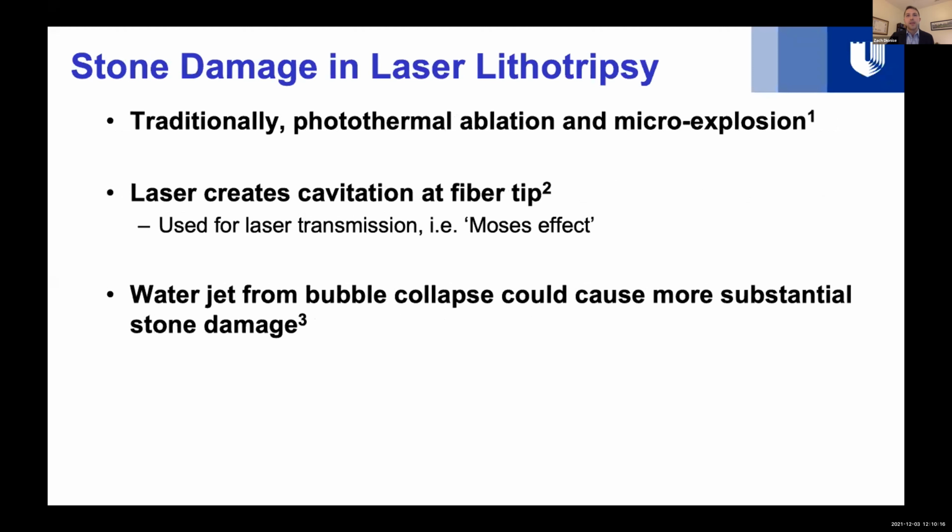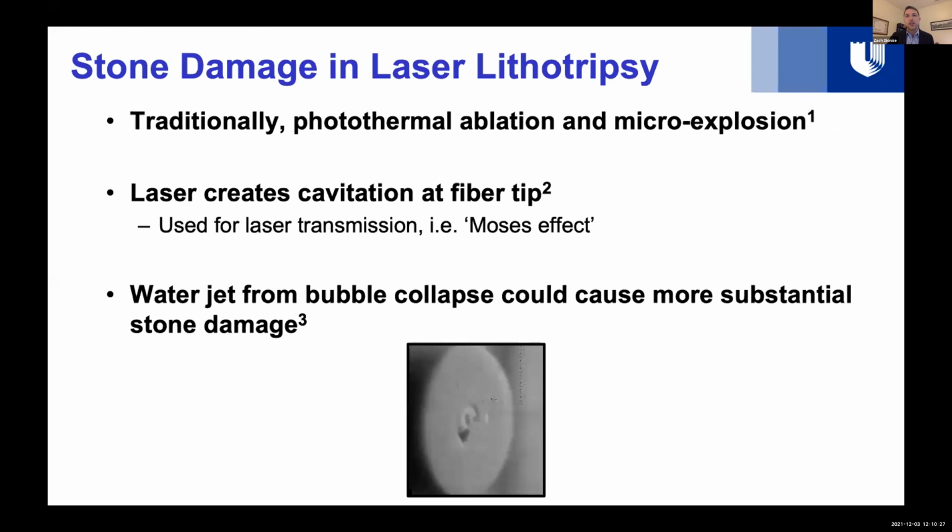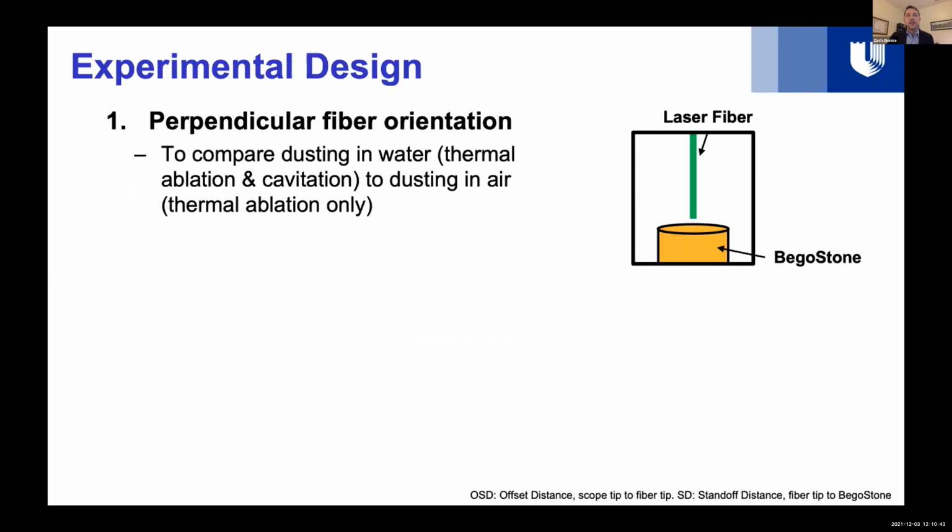Traditionally, the majority of damage in laser lithotripsy has been attributed to photothermal ablation and microexplosion. It's well known that the laser creates cavitation bubbles at the fiber tip. However, recent work at our lab suggests that the water jet from cavitation bubble collapse could be a substantial contributor to stone damage in dusting laser lithotripsy. Dusting is using the laser to break a larger stone into sub-millimeter fragments for spontaneous passage without the need for basket retrieval.